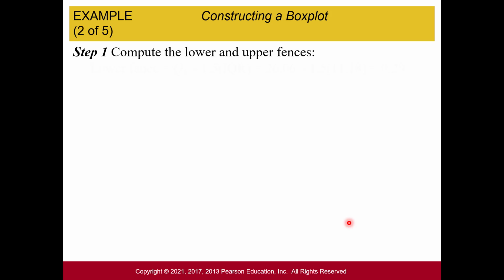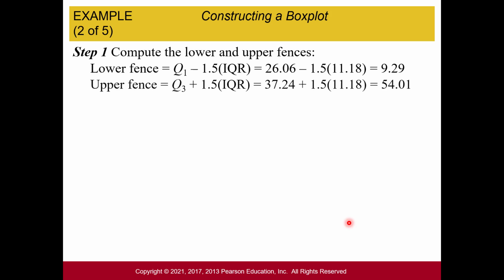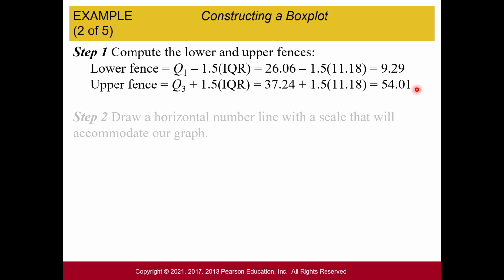So we're going to compute the lower and upper fences using our calculations. Notice we just plugged in our interquartile range value, and we plugged in our Q1 and Q3 values. And then just remember, you need to multiply before you add or subtract. So do the 1.5 times this IQR first, then subtract, and then add. And so we got our lower fence value at 9.29. The upper fence is 54.01.